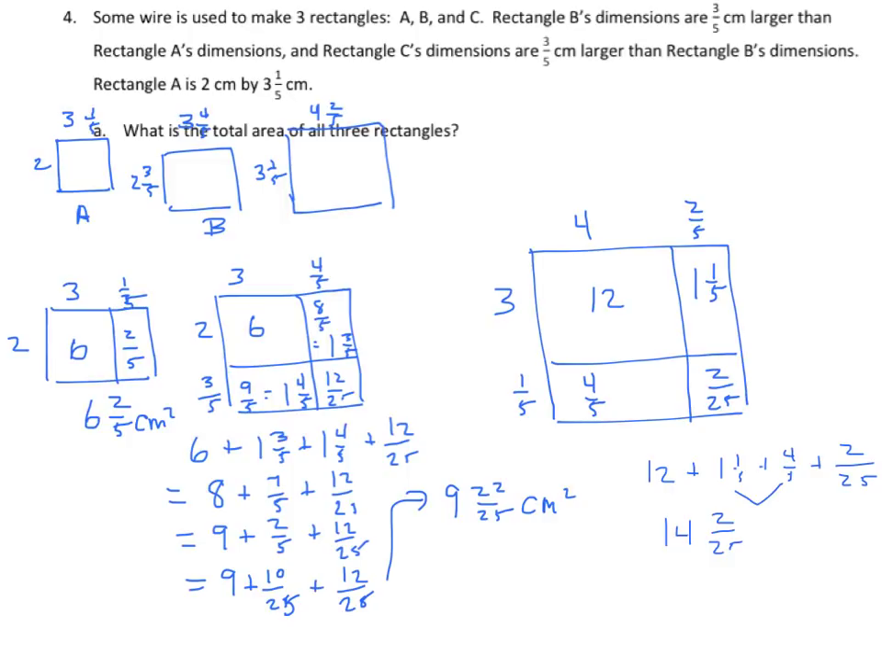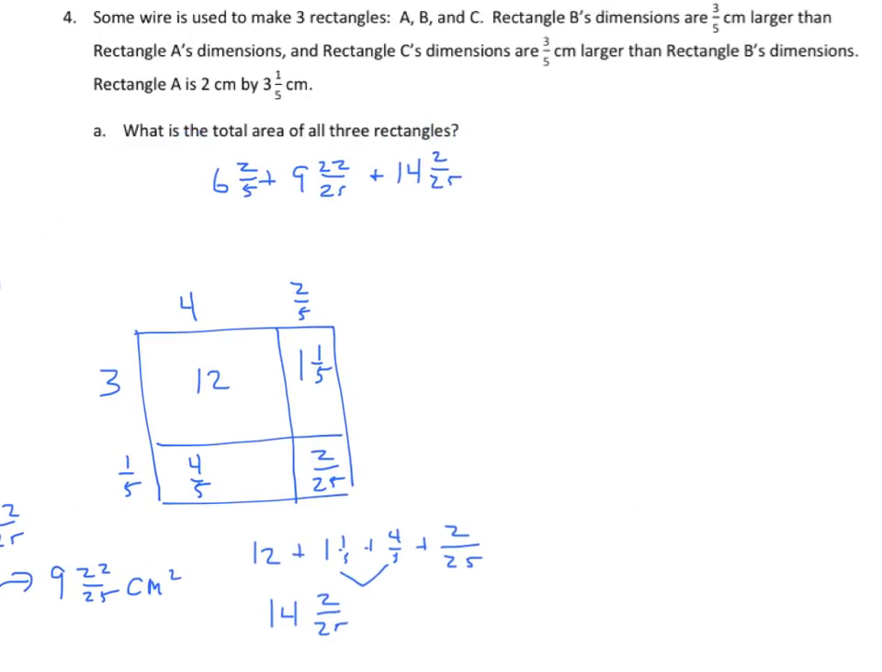We'll find the sum of these. So I'm going to write the problem over here, then we're going to move things around a little bit. So I have 6 and 2/5 plus 9 and 22/25. And I have 14 and 2/25. Okay, I'm going to, again, move this over so we have a little more space. As you can see, it's a lengthy procedure. Now I'll find the sum of the wholes first. So I have 6 plus 9 is 15, and 15 plus 14 is 29. So I have 29 plus 2/5 plus 22/25 plus 2/25.